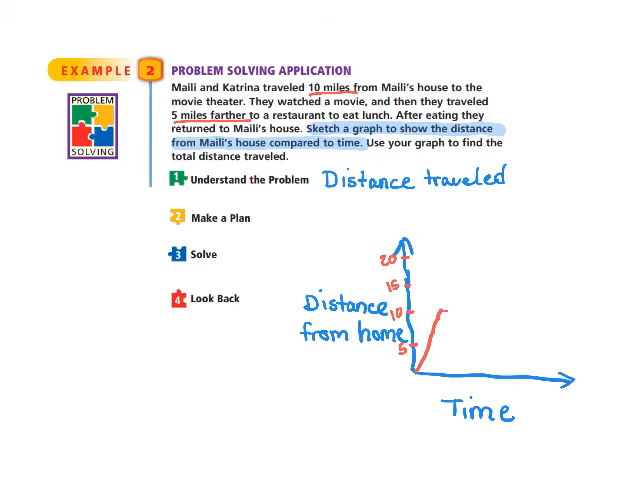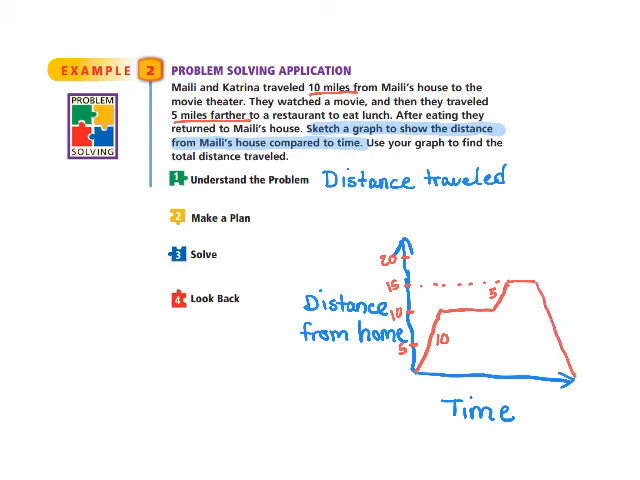Then they watch a movie. Well, they're not going to travel while they're watching the movie, so time will pass as they watch the movie. And then they are going to travel 5 miles further to have lunch. Now notice I'm up now to about where my 15-mile mark would be, because this was 10 miles to get to the movie, 5 miles to get to the restaurant. Now they're going to eat, probably not as long as the movie, and then they're going to come back home.